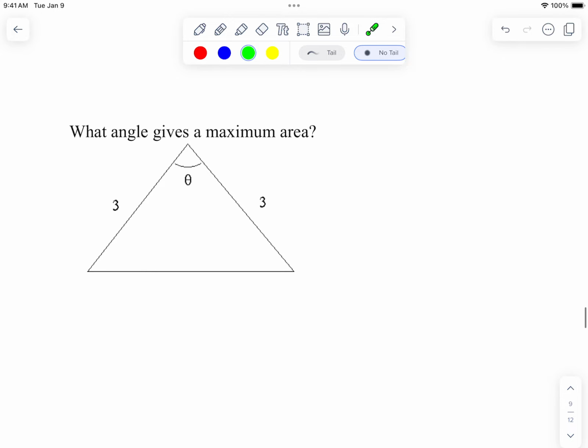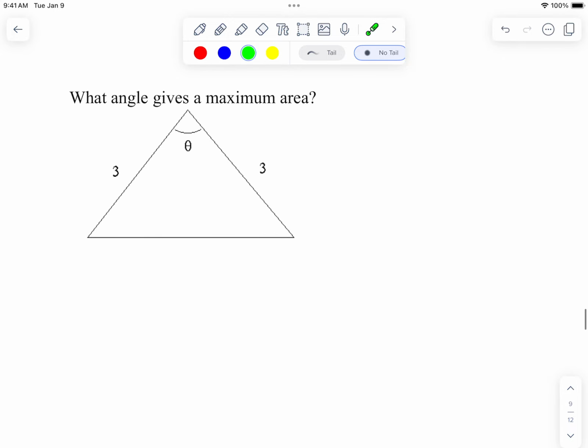Okay, next. What angle gives the maximum area? Again, you're going to try this on your own. A couple of hints. Think about that this does need to be a triangle. Think about what you know about triangles. Also think about what should we use as our area equation. I would recommend using 1/2 AB sine C, but do you. So try it, pause the video, unpause when you are ready to check.